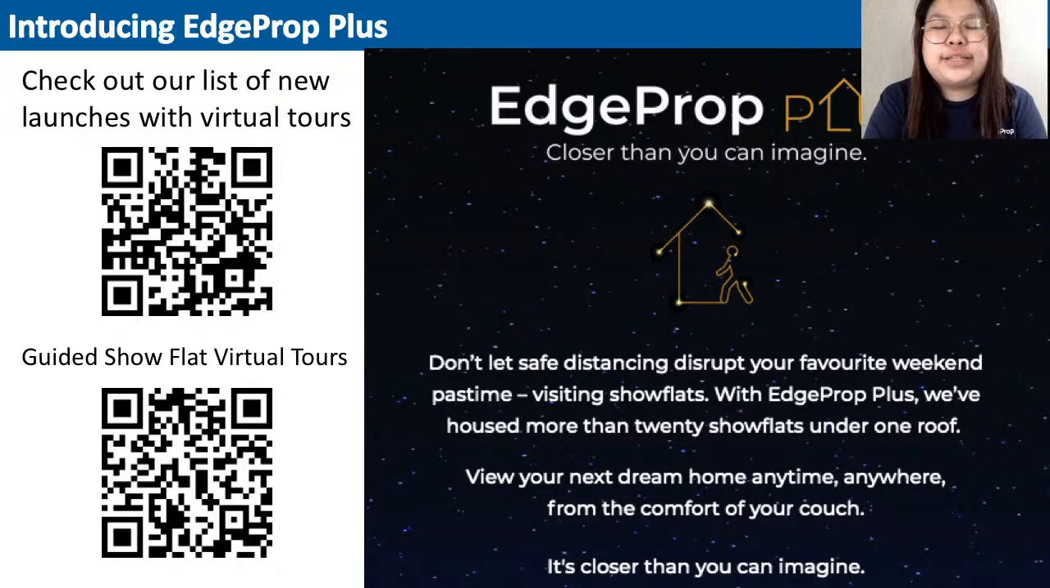If you scan the first QR code on the top, you would be able to see our library of virtual tours. I think we have more than 20 of the current show flats in the market right now. The second one is guided show flat virtual tours. The difference is that we actually have the developer's representative or the appointed project ICs go through the entire show flat with you. That means it's not just the virtual tour itself, but they would also go through the model, the site plan, the show unit, as well as the floor plans.